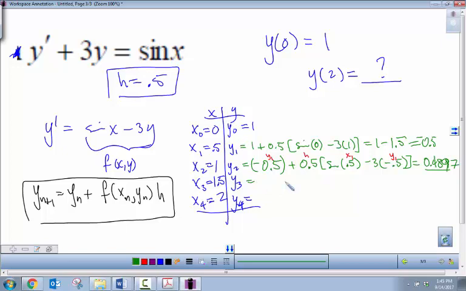So the next one, if we want to continue, 0.4897. So that's your y. That's your previous y now. You're looking at y2. 0.5 is your h. Sine of 1. 1 is the previous x value minus 3 times y.